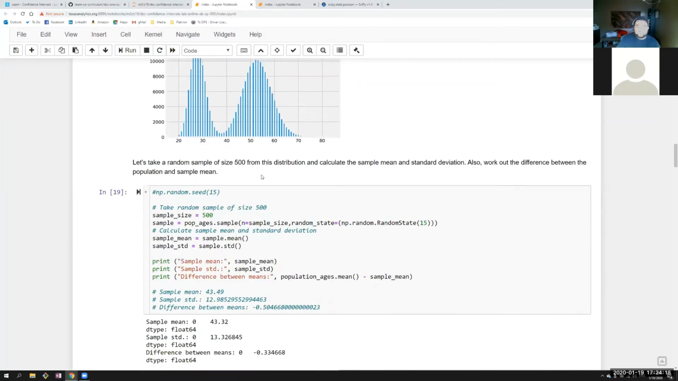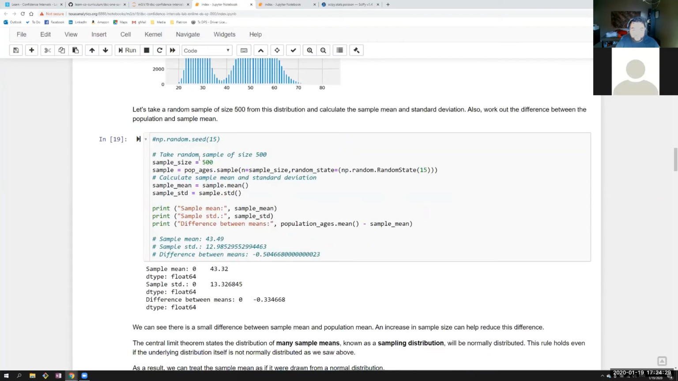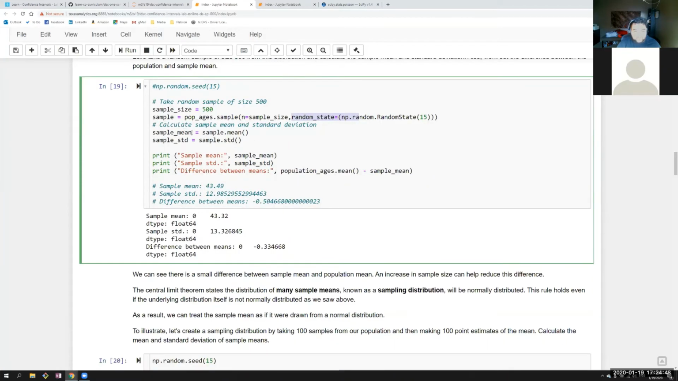So now we're going to take a random sample of 500 from this distribution and calculate the sample mean and the standard deviation. Also work out the difference between the population and the sample mean, okay? So take a sample size. The sample size is 500, and the sample is equal to population ages dot sample. Remember that sample is a data frame method that we can run on a data frame to pull a sample. The size of the sample is sample size, which is 500. Random state is just setting that. Sample mean is now equal to sample dot mean, because remember that population dot sample will pull, I believe, a second data frame.